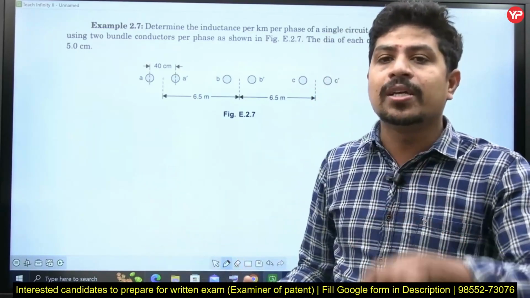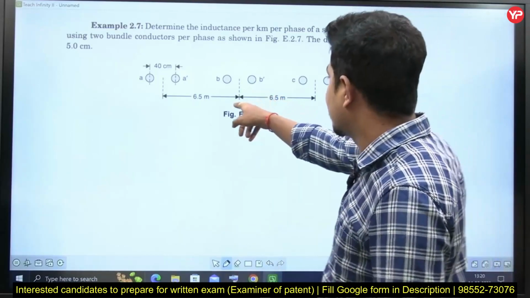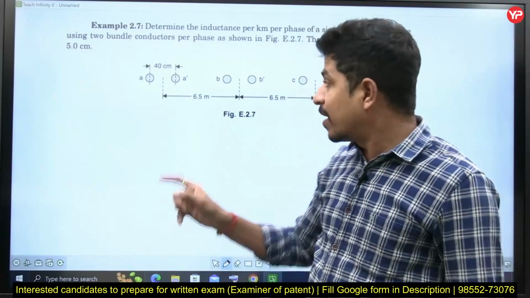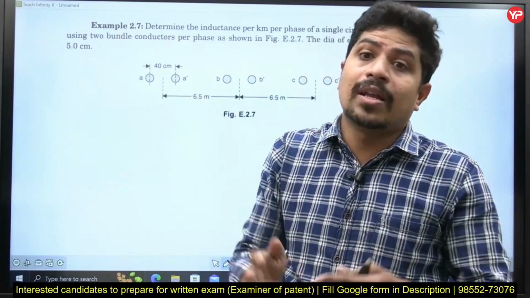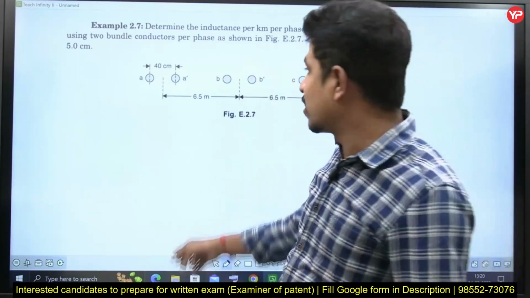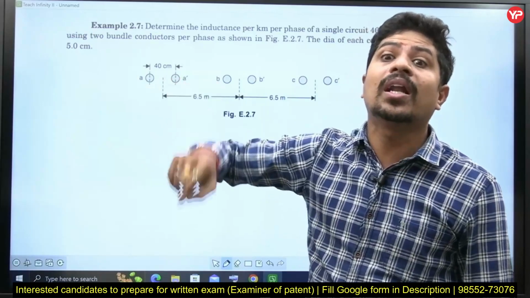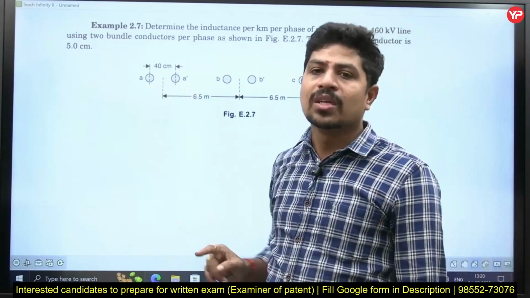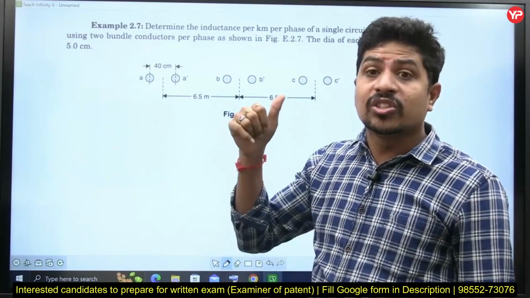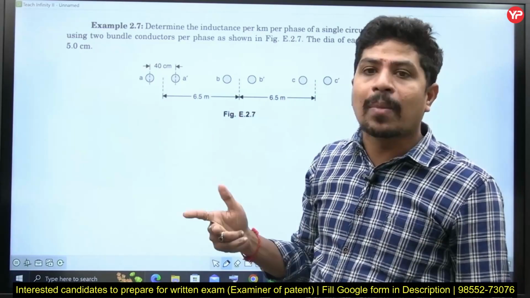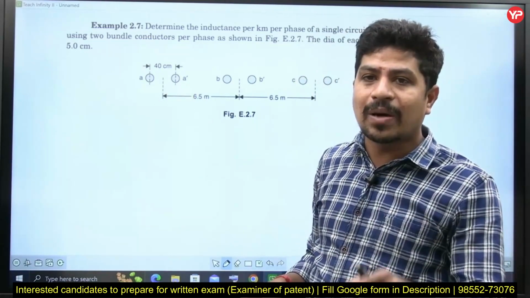Once you get GMD and GMR, see, there are three phases here: phase A, phase B, and phase C. Between one phase and another phase, what we find is called GMD. Conductors of the same phase, A and A dash, are called subconductors, bundle conductors. This is a bundle conductor system. I have taken a question in such a way that it has GMD, self GMD and GMR of a bundle conductor system. After finding that, you have to find inductance per phase.